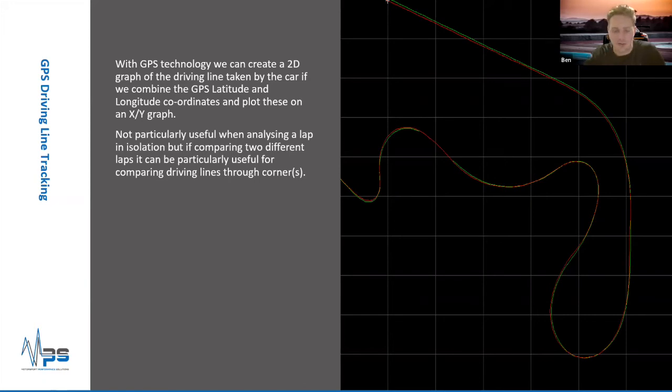I'll show you later on. It's good for visualizing grip, or making a pseudo grip circle. So it's got a number of good uses, but this is one of them, especially if you've got GPS latitude and GPS longitude data.